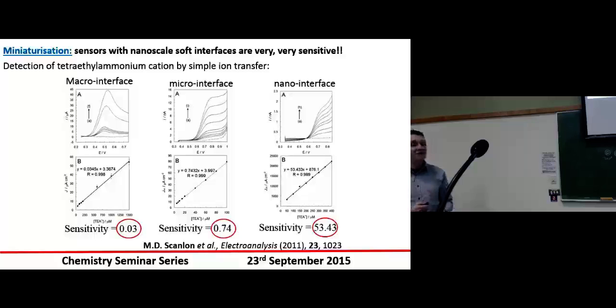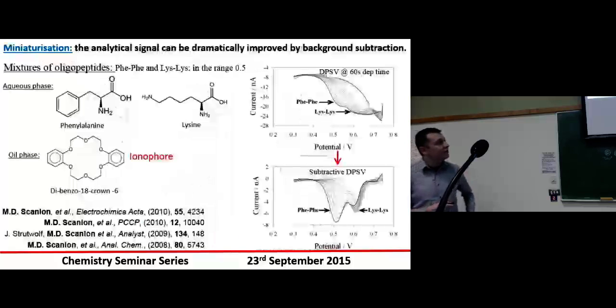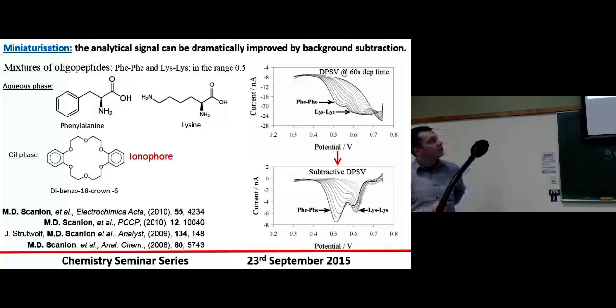So I much prefer using the micro interfaces, and we've got a lot of experience with this. This will be what I'll really use to make a sensor. It's robust, but it gives good sensitivity. The nano one is very nice for fundamental studies, and that's what I'll use it for in the future. So this is just another example of some experiments I did. Here we had a mixture of oligopeptides, and we used this ionophore, a very boring one, dibenzo-18-crown-6.